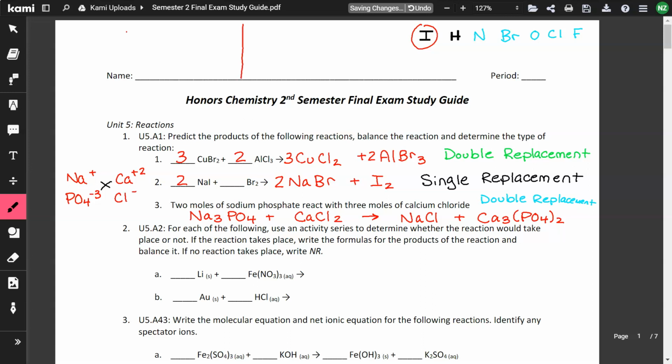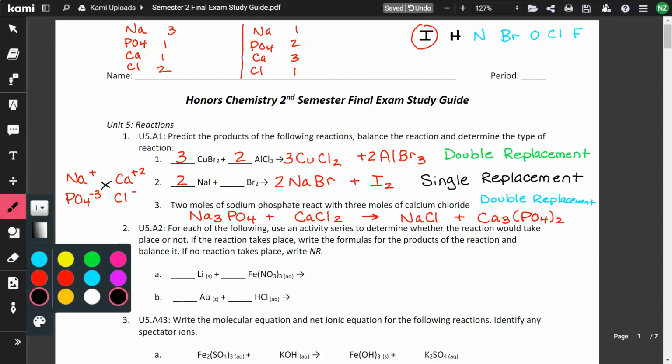So we have sodium, Na. We have phosphate, PO4. We have calcium and chlorine. Okay, let's count up what we have. So 3 sodiums, 1 phosphate, 1 calcium, 2 chlorines. 1 sodium, 1 chlorine, 3 calciums, and 2 phosphates. Okay, so let's see here. Sodium's not balanced, so let's start with that.